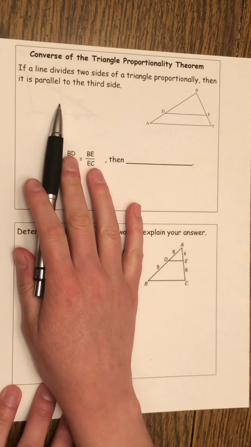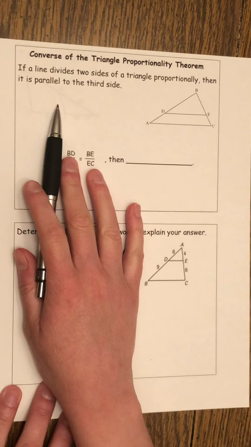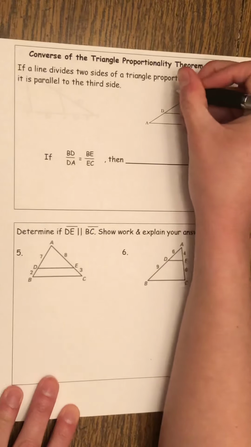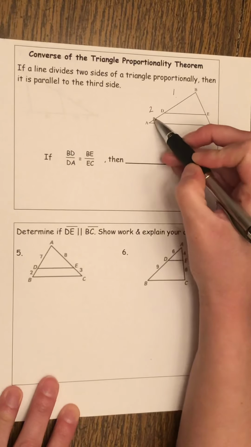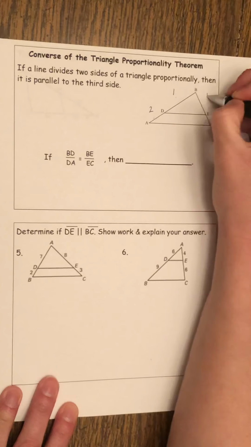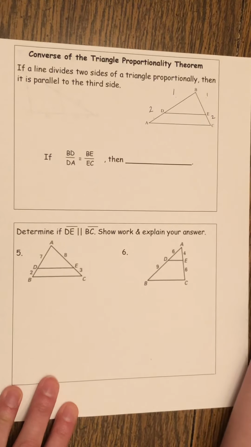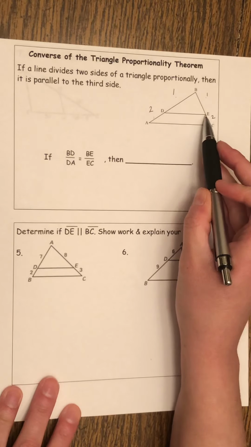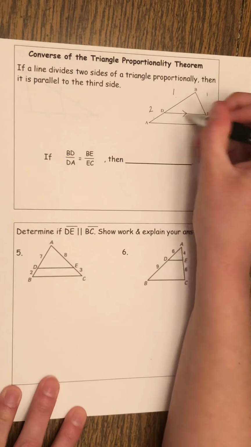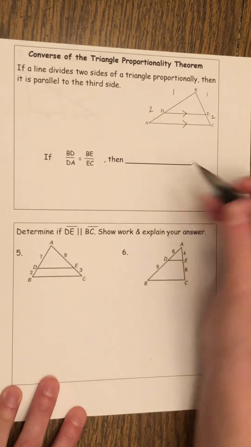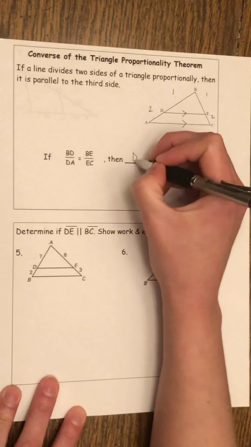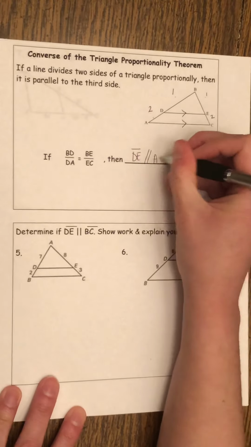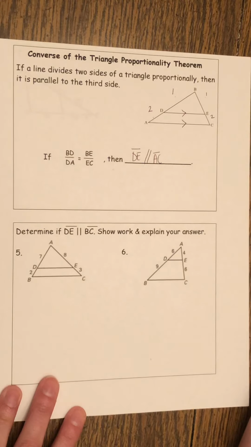So this theorem says if a line divides two sides of a triangle proportionally, then it is parallel to the third side. So if we know that two pieces of a side of a triangle are proportional to the two pieces of a second side of a triangle, it means that this segment that is splitting the two sides proportionally has to be parallel to the third side. So what we would be concluding is that segment DE has to be parallel to the third side, or segment AC.